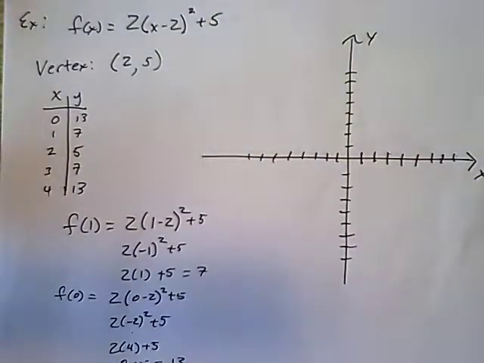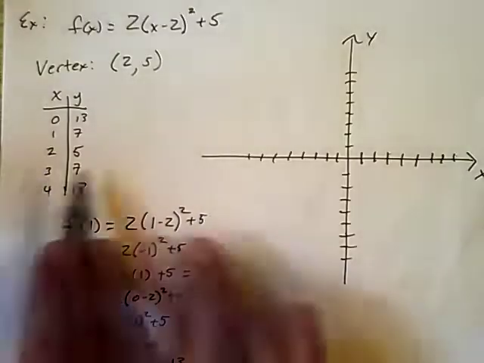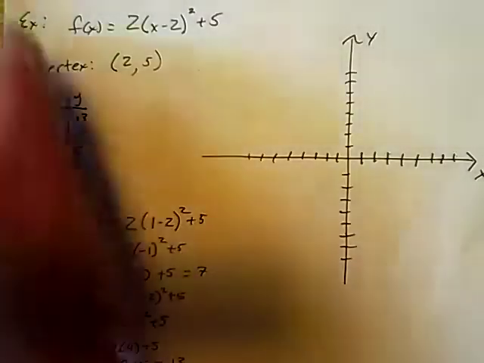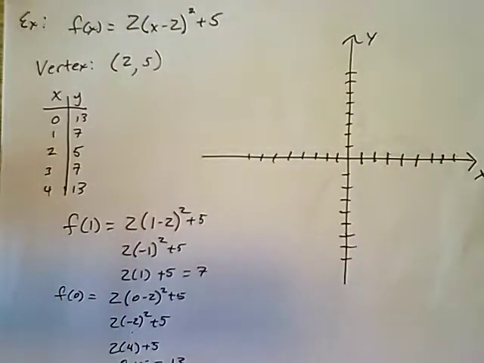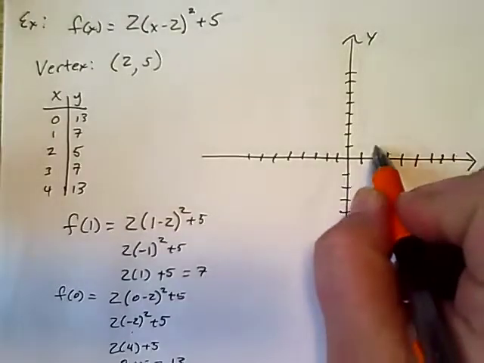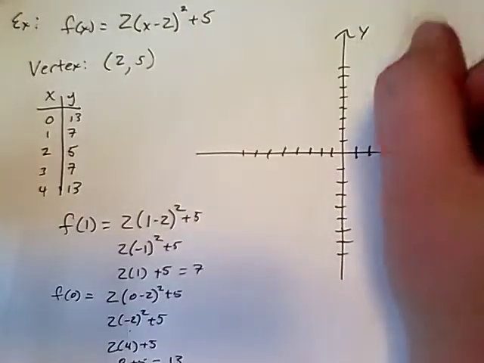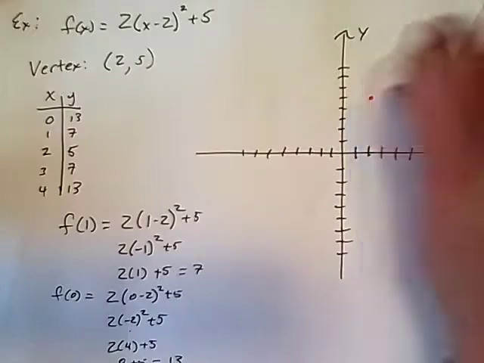Thank you, symmetry. I appreciate you cutting my work in half. All right, so now all we have to do is plot these points. So 2, 5, and I'm going to use my orange again. I really like this color. So I'll go 2, 1, 2, 3, 4, 5. So the point 2, 5 is going to be here.